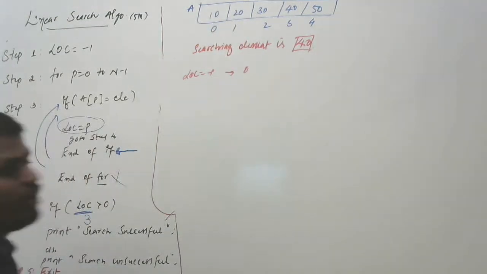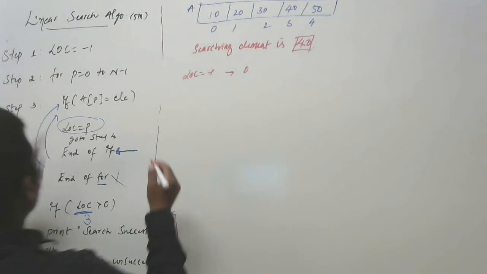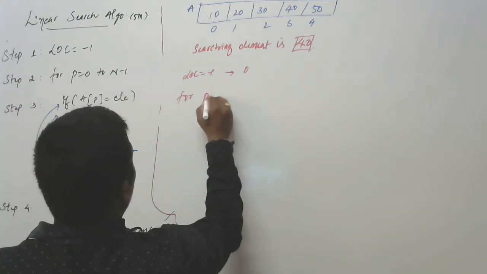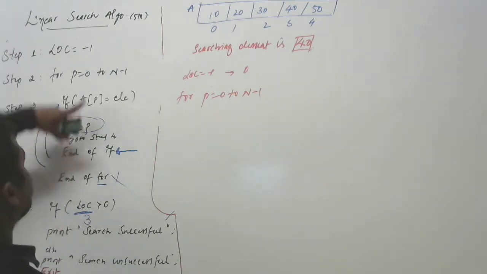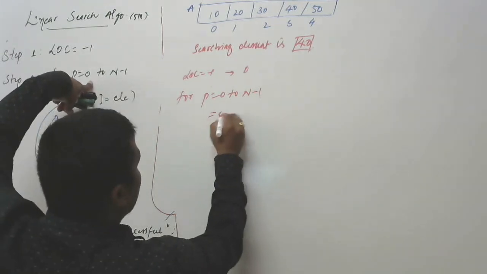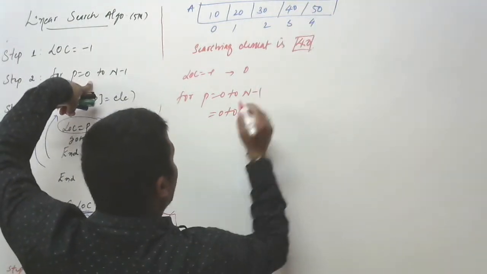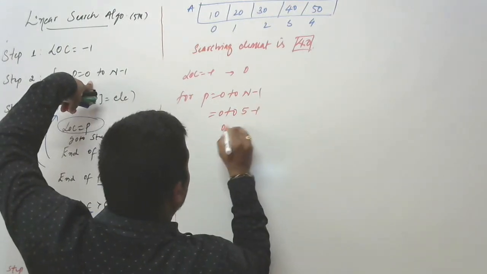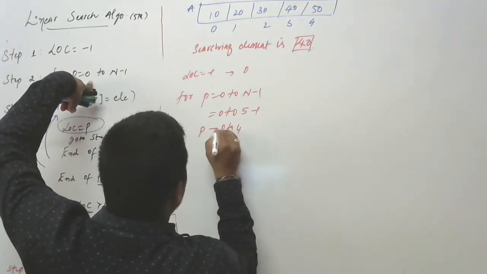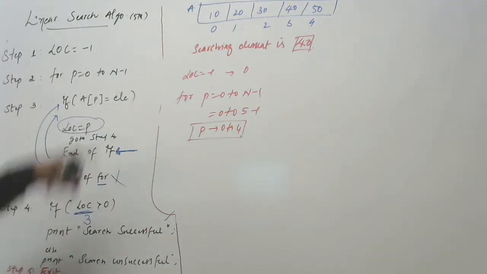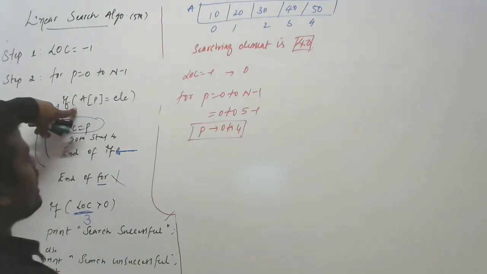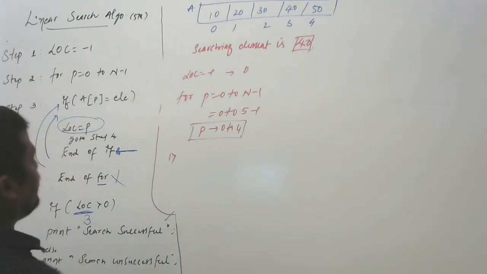It starts from 0. Then for p equal to 0 to n minus 1, we have written here in step 2. So that is 0. N means 5, number of elements, minus 1. So 0 to 4. So p is supposed to work between 0 to 4. Next, come back to the searching element.